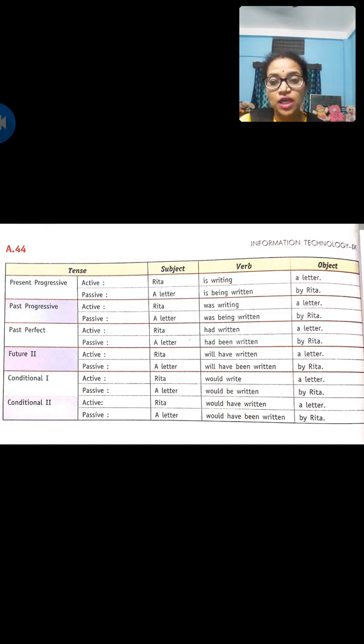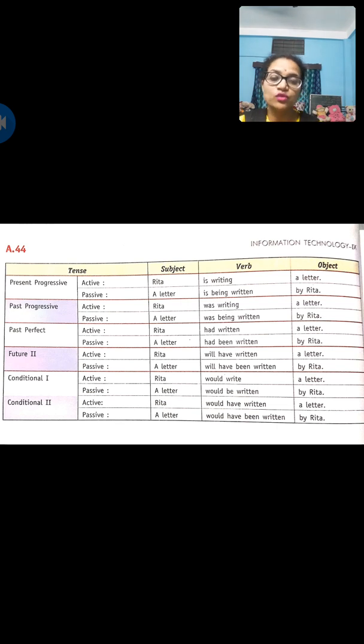Next, if it is like a conditional kind of statement, then it is Rita would write a letter. Now, if you have to change it into passive, what will be? A letter would be written by Rita. So, conditional statements become like that.